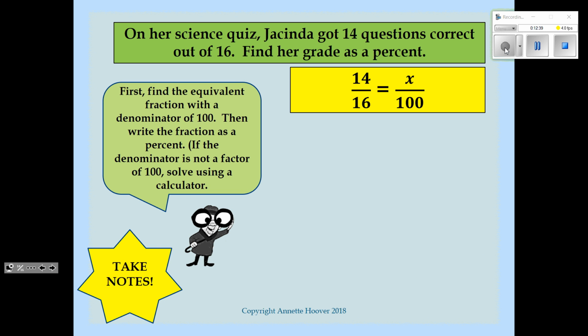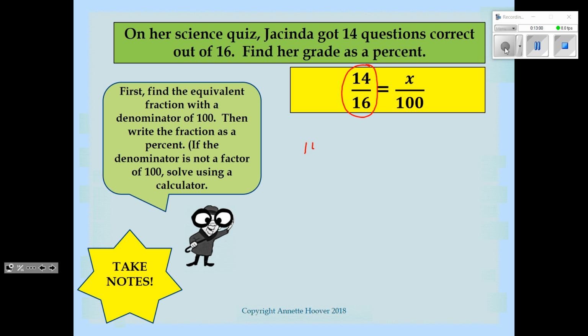Here's an example. On her science quiz, Jacinda got 14 questions correct out of 16. So I set that up as a ratio right here, 14 to 16. Find her grade as a percent. Well, when you do a grade, again, a percent is always over 100. So we want to rewrite that with 100.